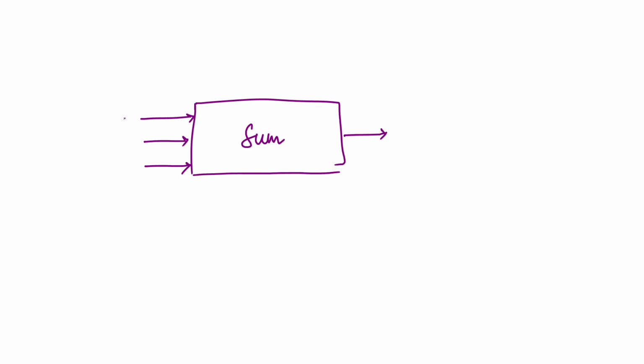So let's say the numbers are 5, 10, and 15. The result would be the sum, which is 30, right? So it takes three inputs, and it has one return. So how would the function look?